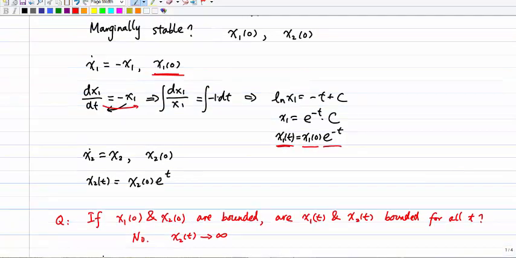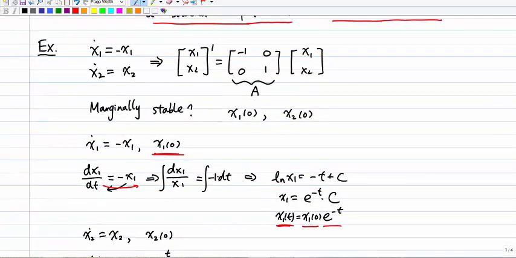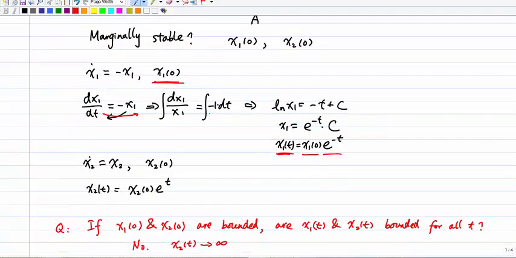Similarly, I can compute the second equation, which is x2 dot equal to x2. We follow the same procedure. The difference here is the number is a positive one, not a negative one. So the solution for x2 of t is equal to x2 0 times e to the t. The difference is that this is positive one and this is negative one.